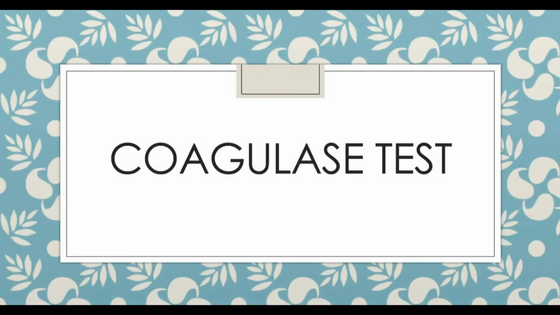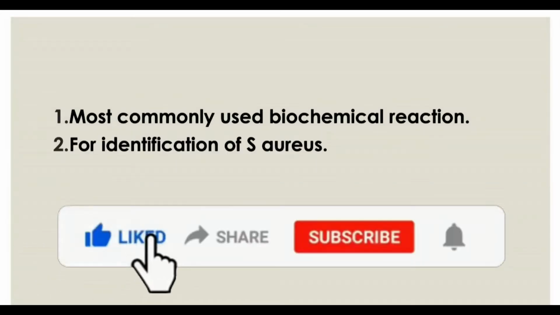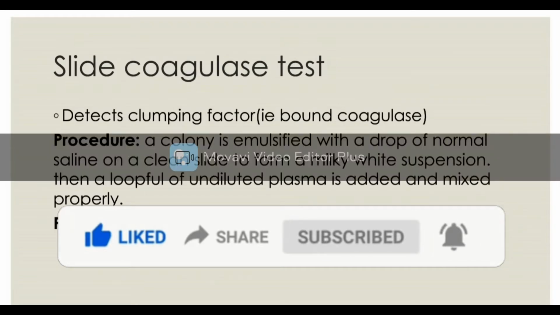So in this video, it will be about the coagulase test. The coagulase test is the most commonly used biochemical reaction and it is used for the identification of Staphylococcus aureus. It is of two types. The first one is the tube coagulase test and the second one is the slide coagulase test.